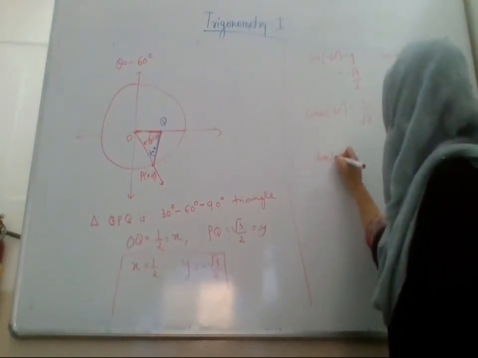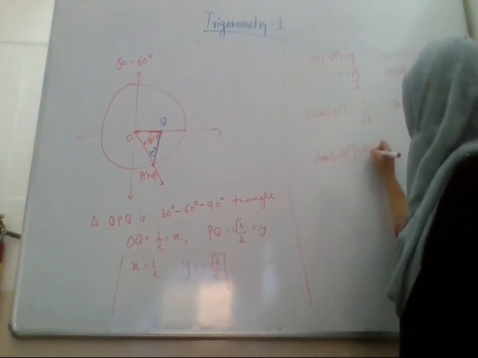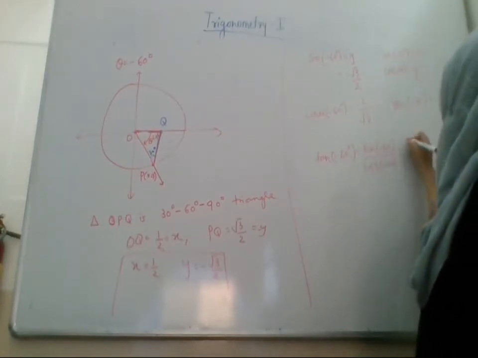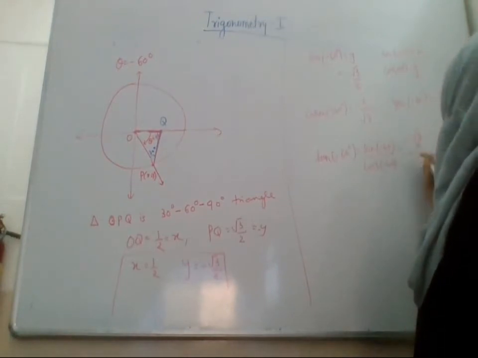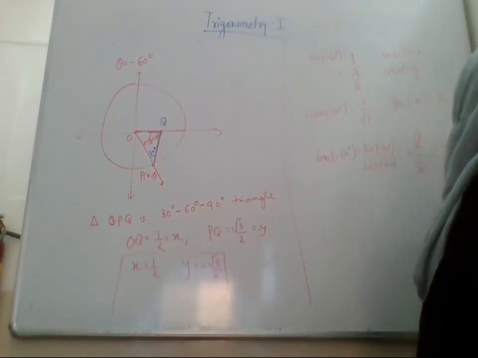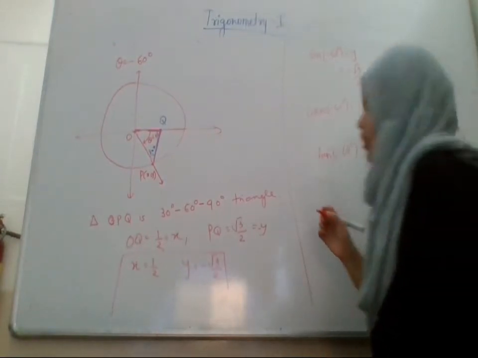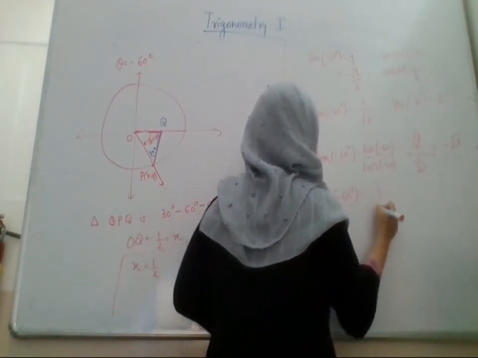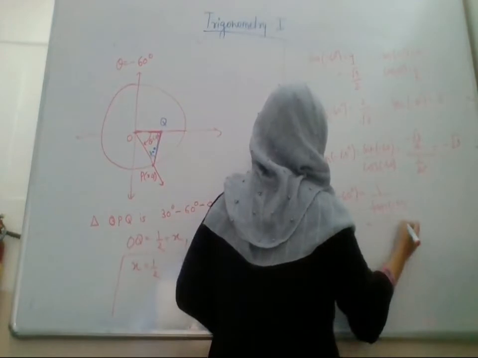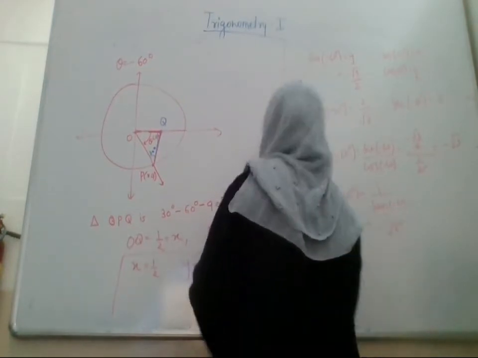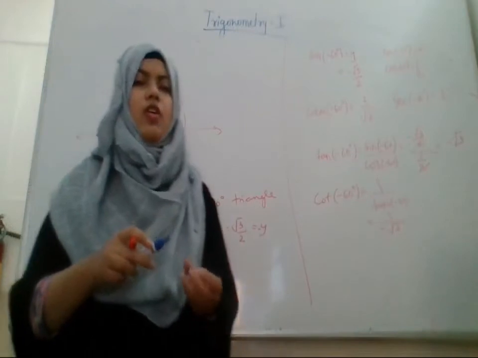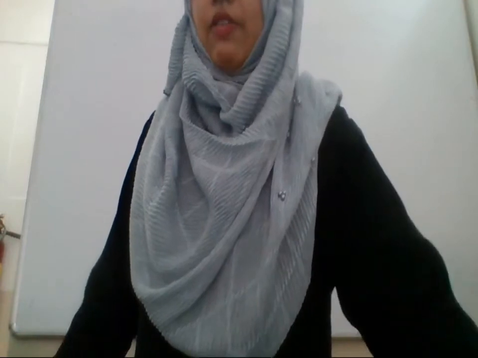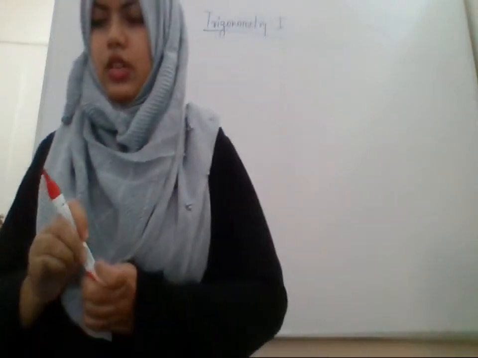Similarly, tan minus 60 is sine minus 60 upon cos minus 60, which is minus root 3 upon 2 divided by 1 upon 2. So the answer is minus root 3. And similarly, cot minus 60 is 1 upon tan minus 60, which is 1 upon minus root 3. So these are the values of trigonometric functions at theta equal to minus 60 degree. Now we will solve some problems based on these values.